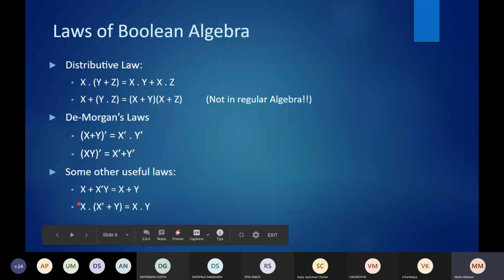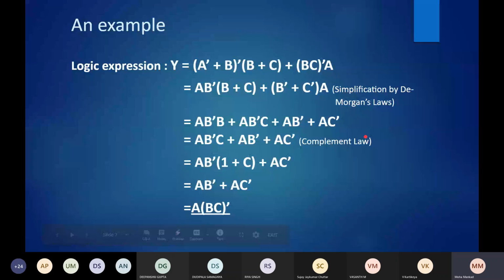So here's an example. Did you guys understand this much so far, right? No doubt. Hello. Yes, we understood. Okay.